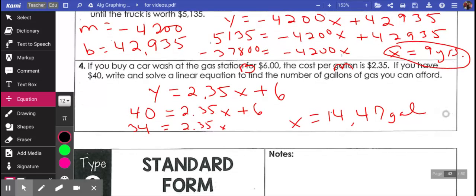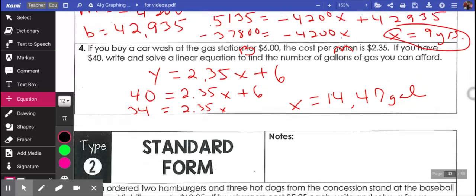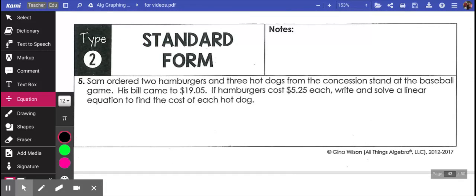The next one, your slope is 235 per gallon. The car wash is $6. That's your y-intercept. And then if you have $40, so that goes under the y. And then you find out how much gas, and you can round that, but I just put 14.47. Okay, so that's those type of problems. Then you have another type.